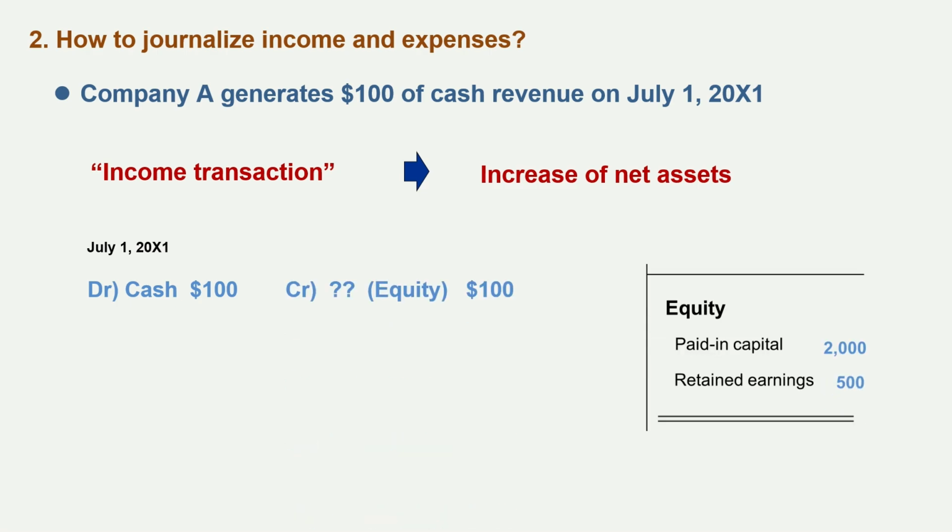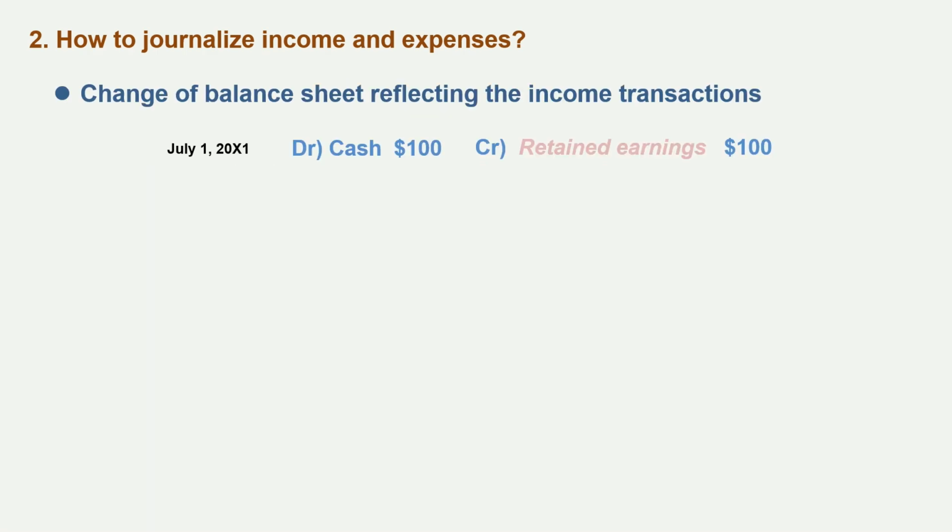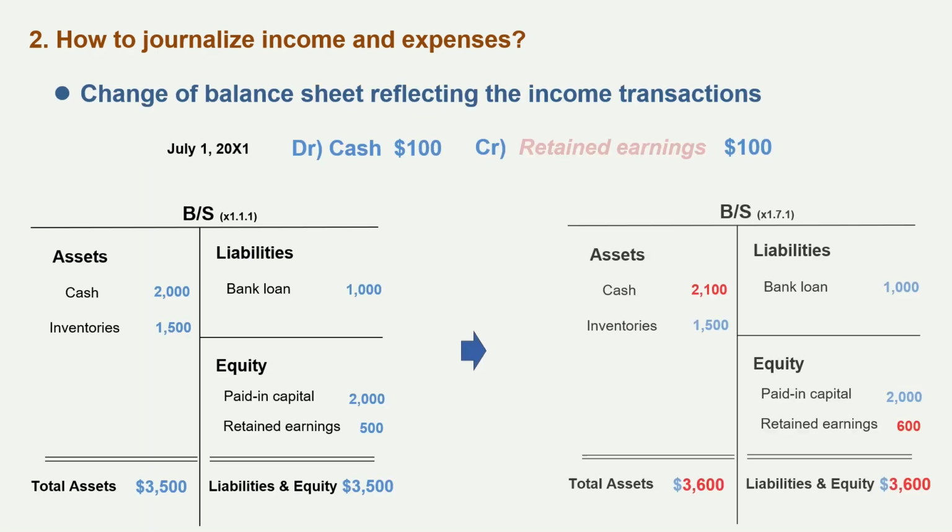Well, paid-in capital has nothing to do with income because it's related to capital transactions with shareholders. The answer is the retained earnings account. So conceptually, the journal entry for this case should look like this. As a result, the balance sheet will change as follows.